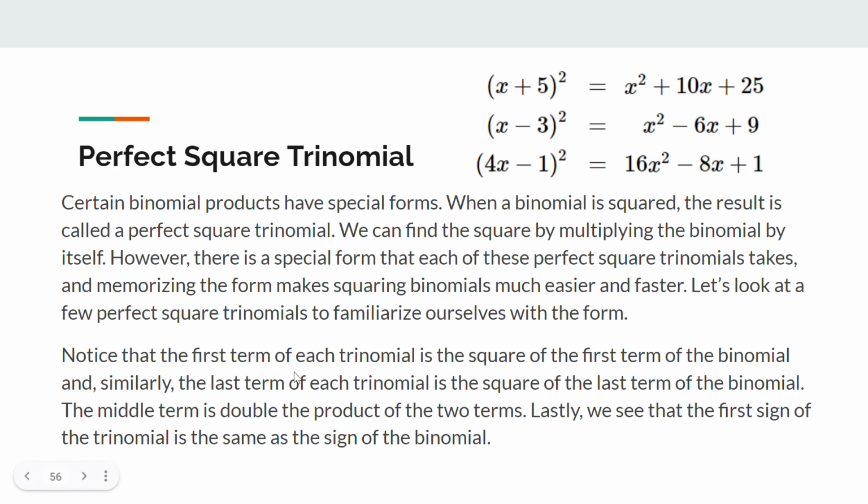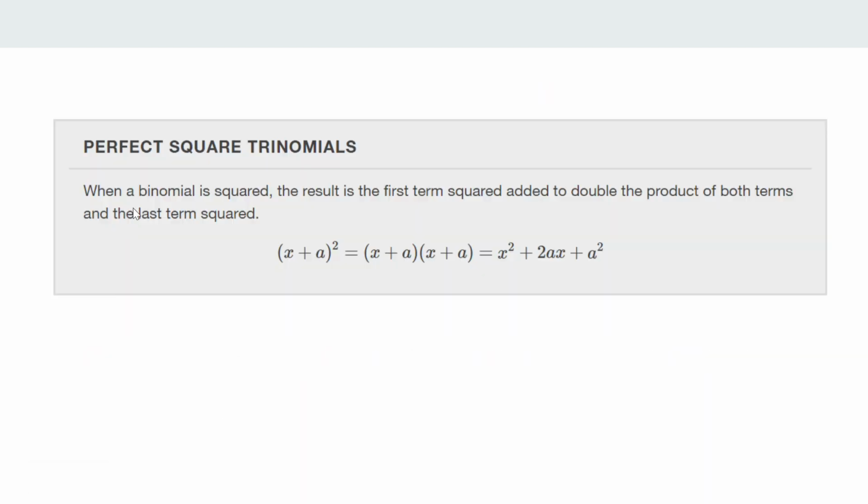Notice that the first term of each trinomial is the square of the first term of the binomial. Similarly, the last term of each trinomial is the square of the last term of the binomial. The middle term is just double the product of the two terms. Lastly, we see the first sign of the trinomial is the same sign as its binomial. So when a binomial is squared, the result is the first term squared, added to double the product of both terms, and the last term squared, like this: x squared plus 2ax plus a squared.